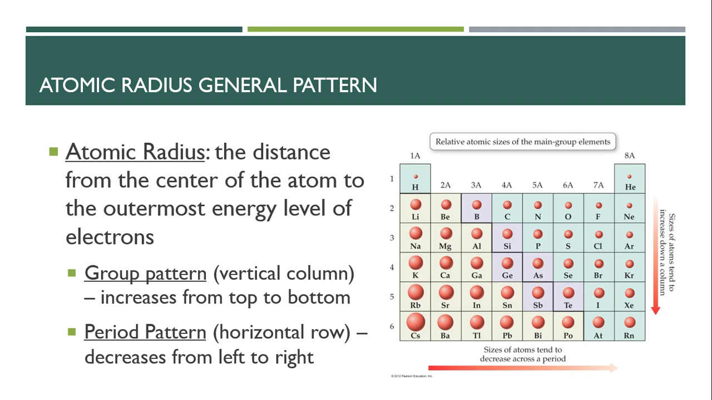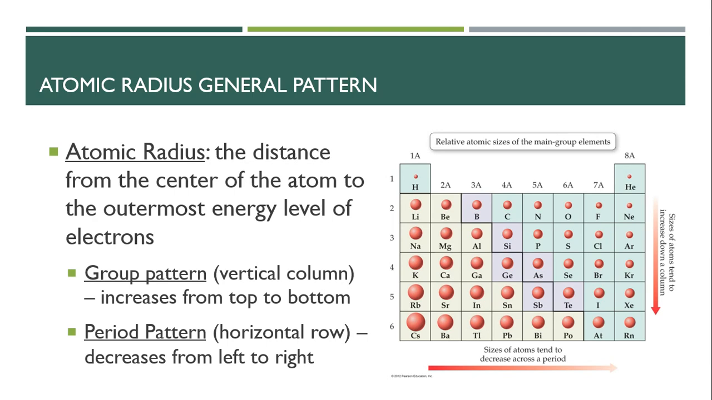So if you go down a column, that's obvious because you're going to have more and more shells. You're going to have a greater and greater distance from the nucleus to the outermost shell, larger atomic radius as you move down a column. But what's most interesting, I believe, is the period pattern.